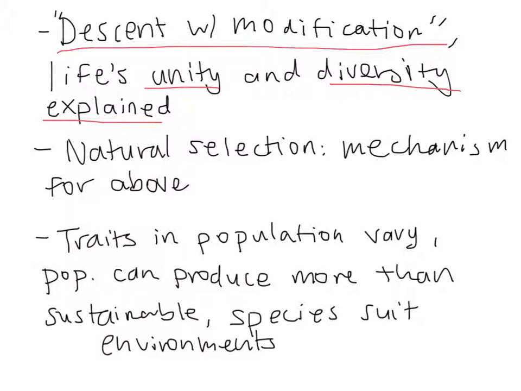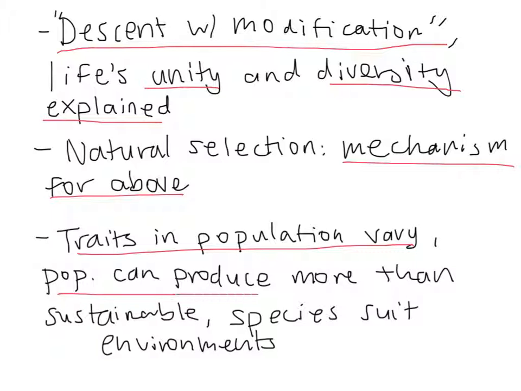Natural selection was Darwin's second main point, and it provided the mechanism for the above. He made this claim based on three main observations. The traits in a population usually vary. The population can produce more offspring than the environment can actually sustain, and a species usually suits its environment.